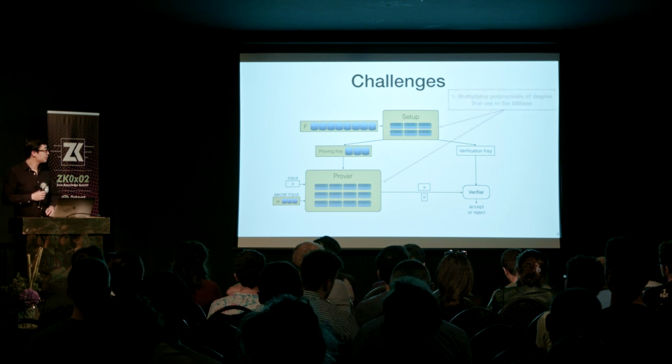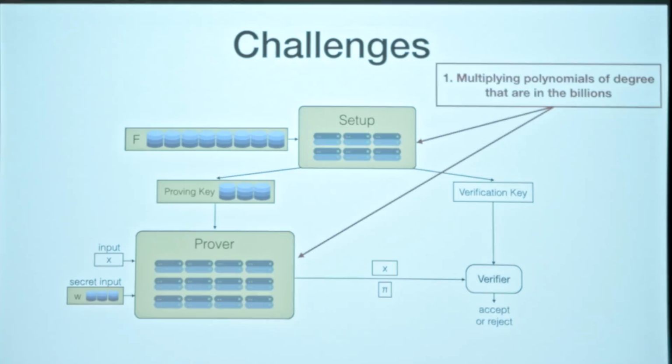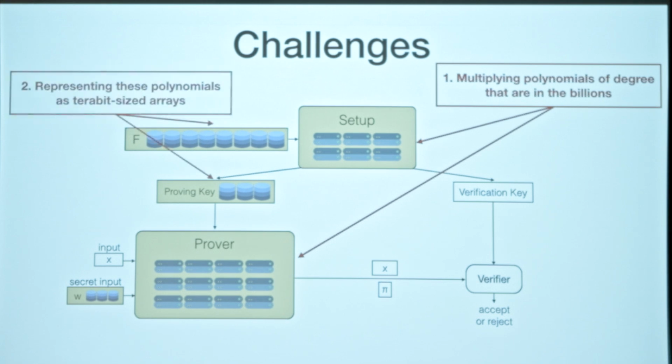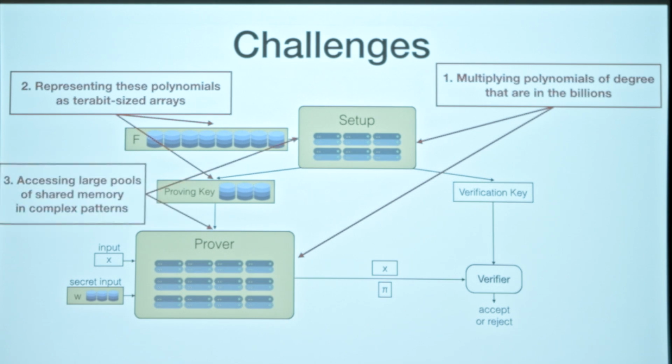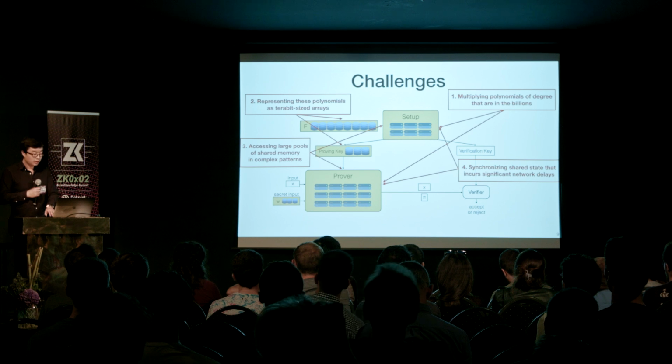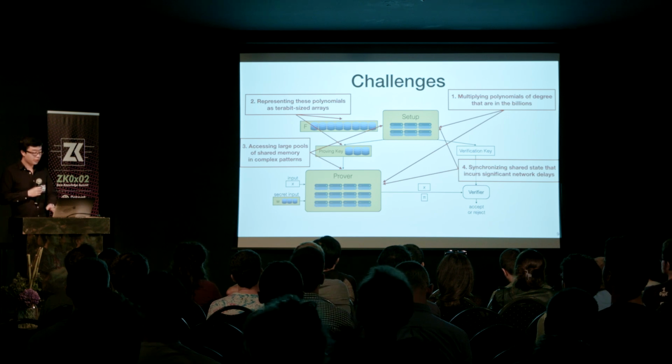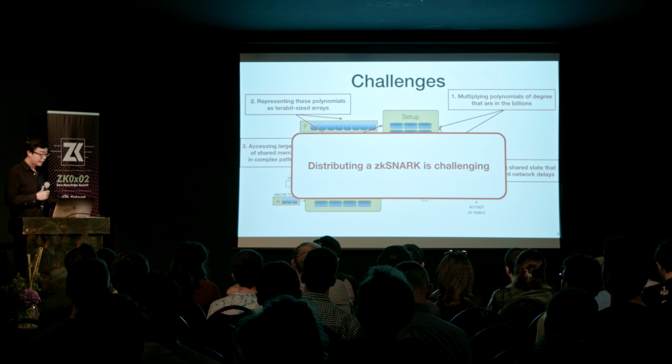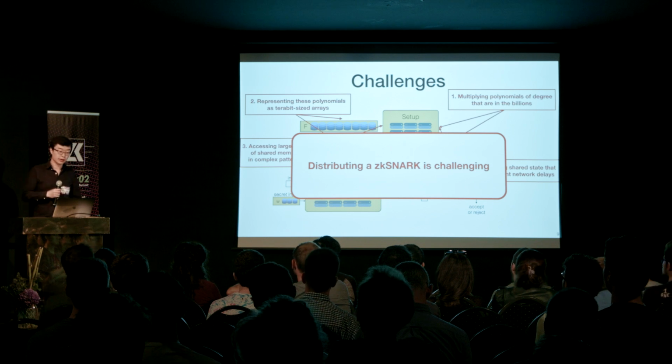The first is that we're multiplying polynomials of degree in the billions. Second, we're representing these polynomials as terabit-sized arrays. Third, we're accessing large pools of shared memory in complex patterns. And fourth, we're synchronizing shared state that incurs significant network delays. All in all, these fundamental challenges are things that we need to overcome, and we do so in the following way.